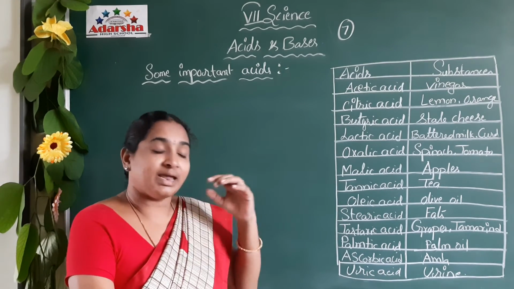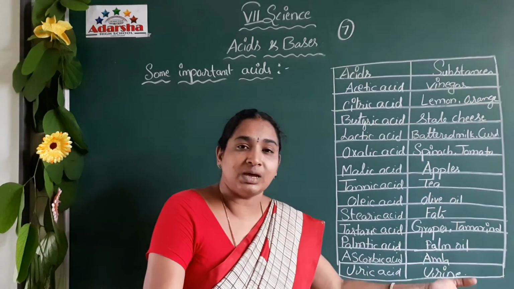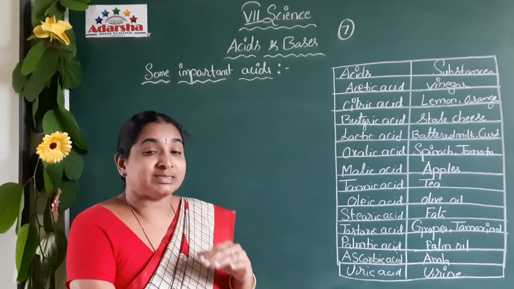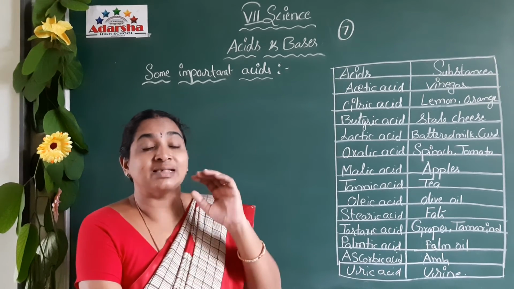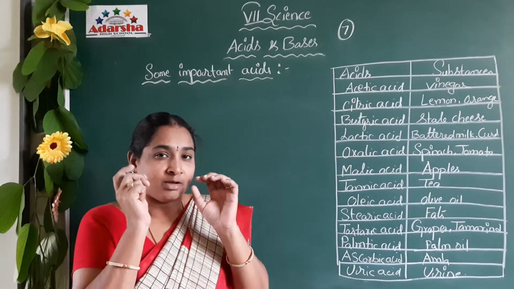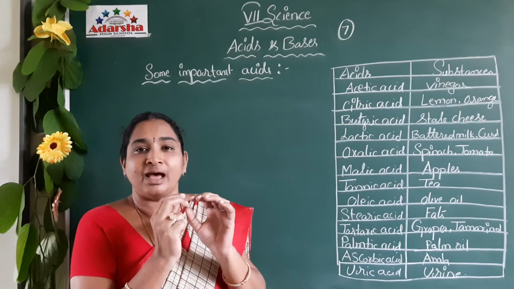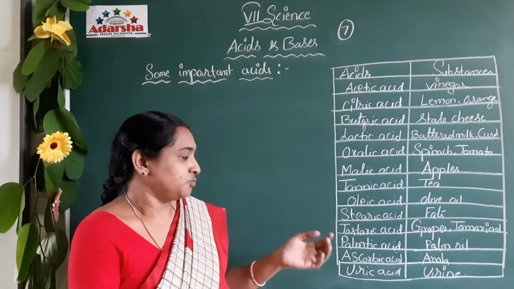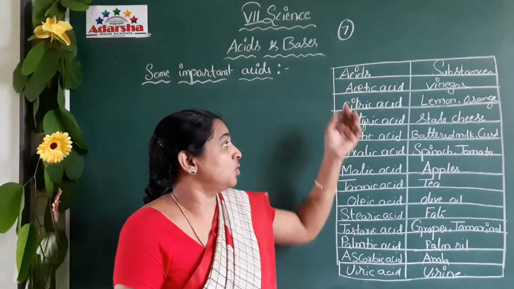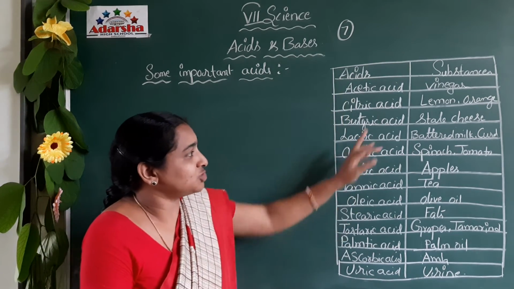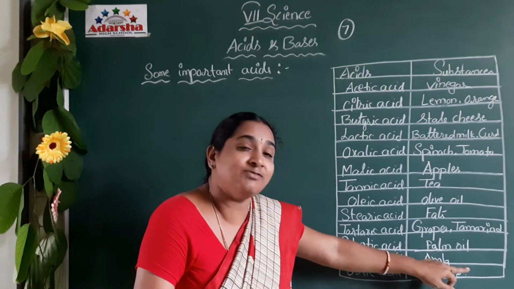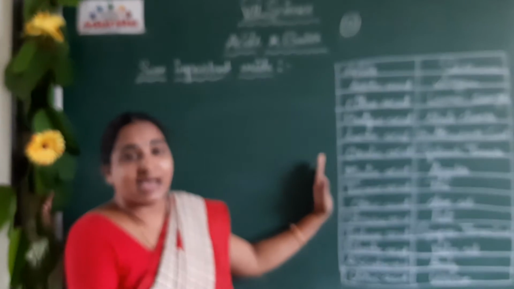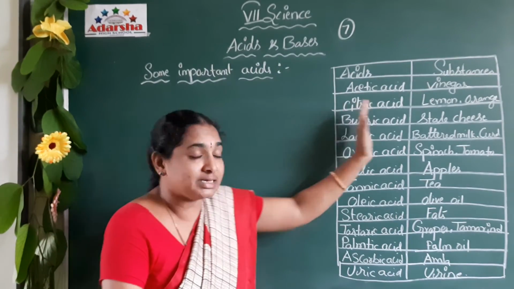If uric acid builds up in the body, then we will suffer from a disease known as gout, a fearful pain in the joints of the toes. Understood? So that is known as gout. So these are the main acids. All these are substances we generally see in our kitchen. All these acids lie in these substances. Understood?